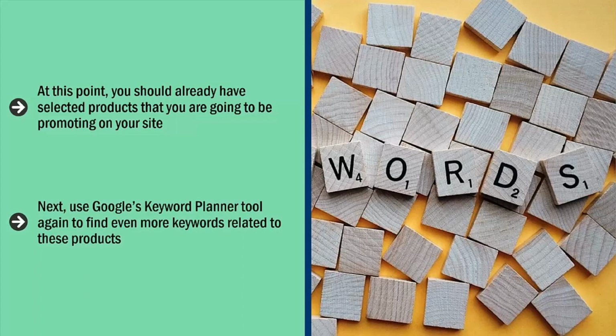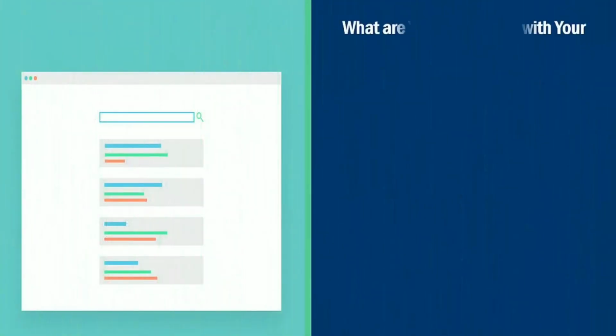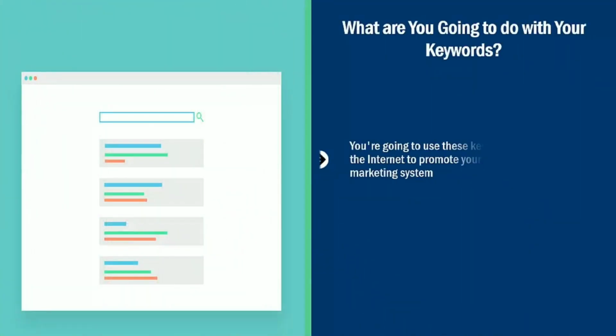Next, use Google's Keyword Planner tool again to find even more keywords related to these products. At the end of this process, you should have a long list of pages full of keywords that are related to the products that you are promoting. What are you going to do with your keywords? You're going to use these keywords to find places on the internet to promote your 3-layer content marketing system.